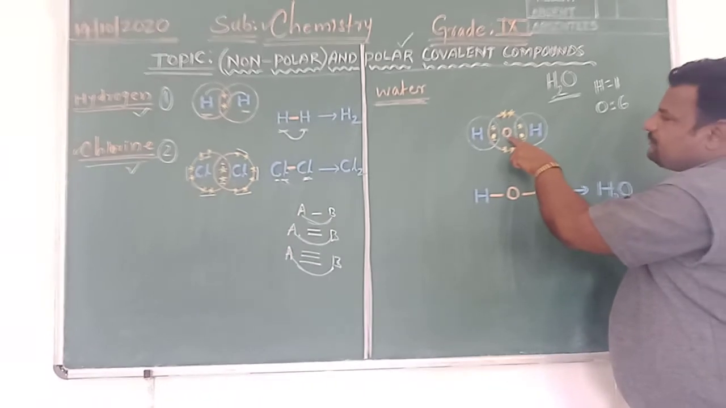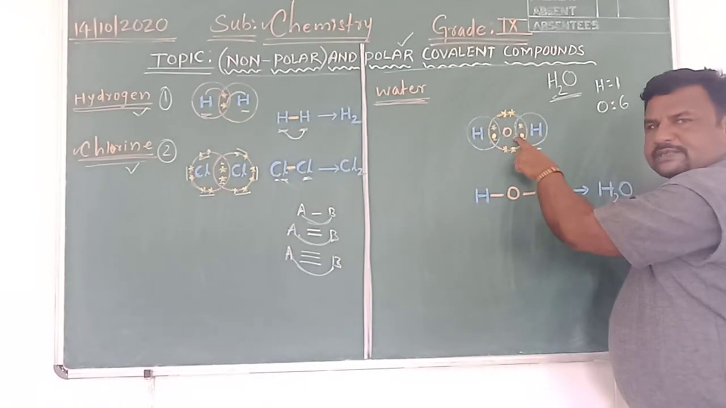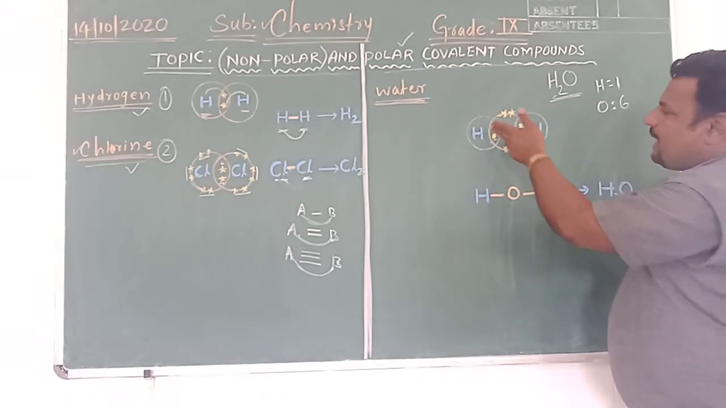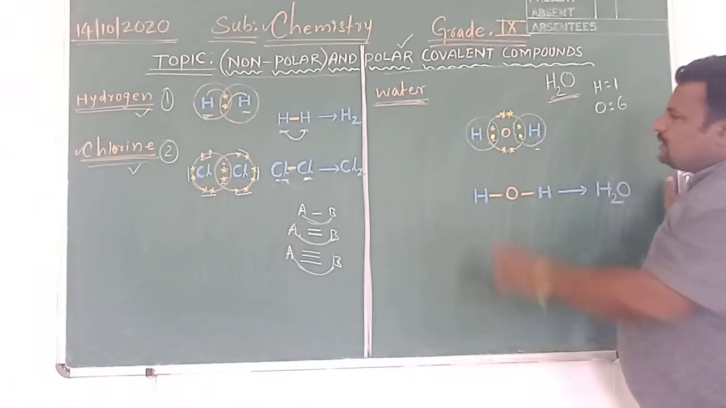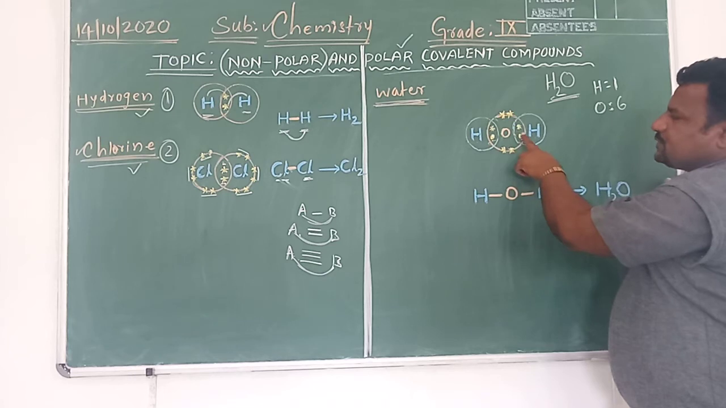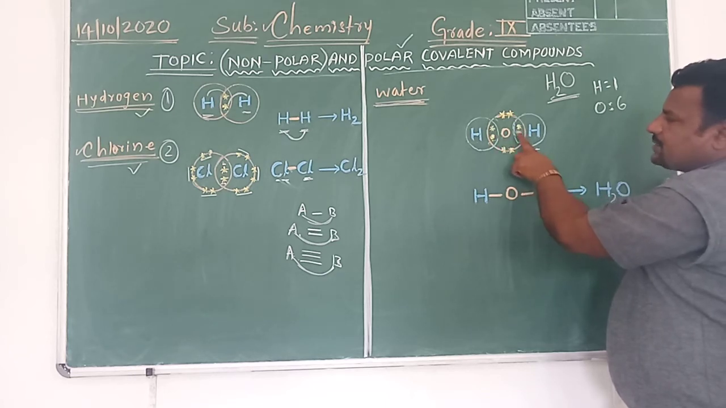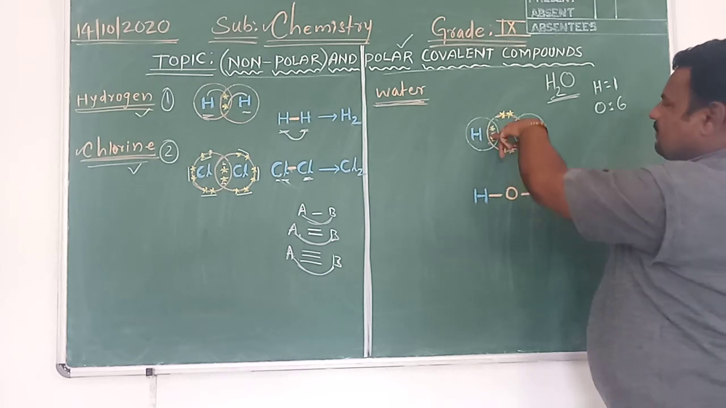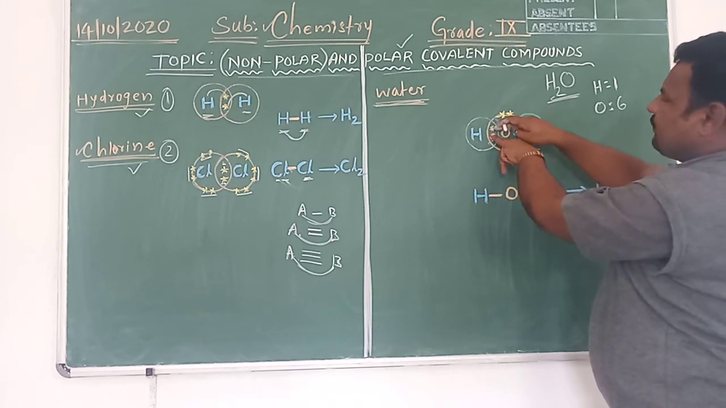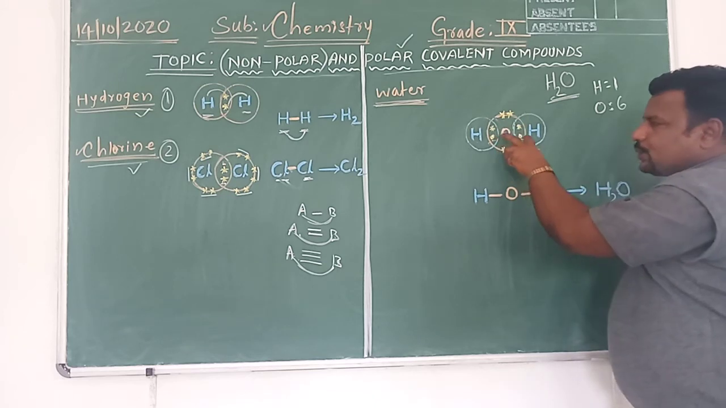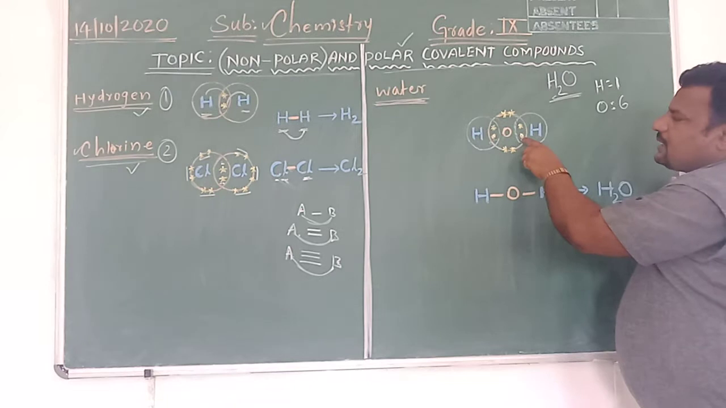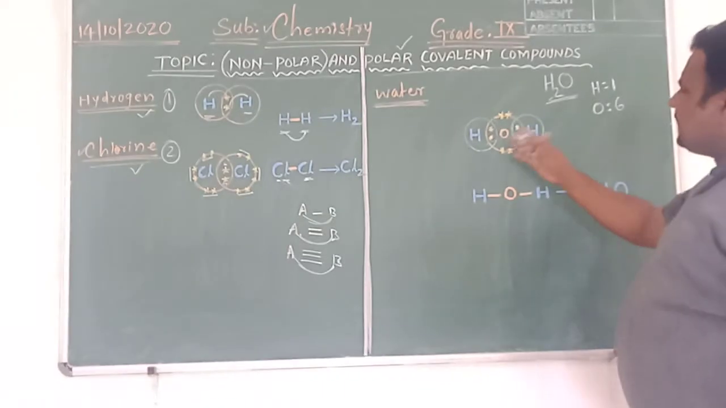So the electronic configuration of oxygen, which is 2, 6, having 6 electrons in its valence orbit, becomes 8 now by sharing with hydrogen. Now count here. If you exclude these two shared from the hydrogen atoms, the number of electrons in the oxygen atom is 6: 2, 3, 4, 5, 6. Including these 6 plus these two from the hydrogen, one from this atom of hydrogen and another from this atom of hydrogen, it becomes 8.